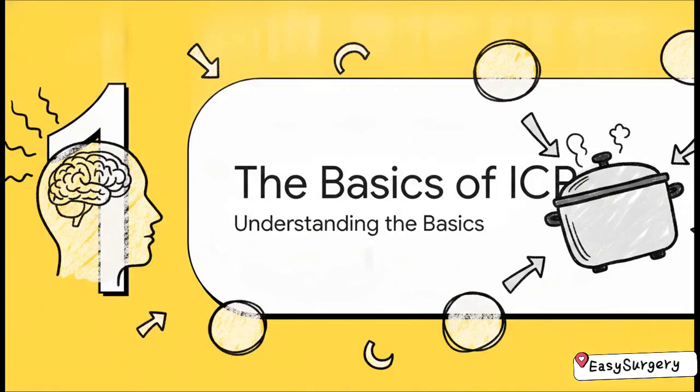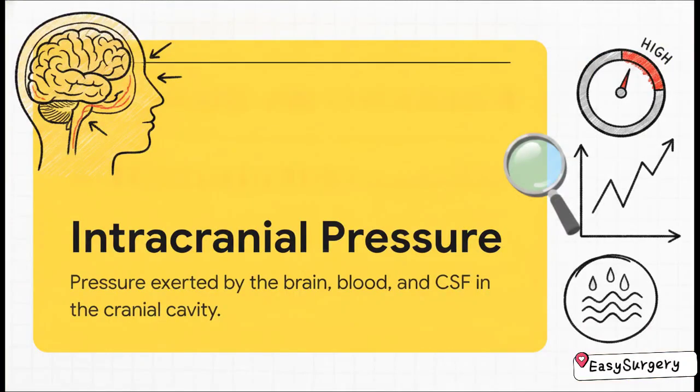Section 1, the basics of ICP. Let's establish the exact parameters of our pressure cooker. Okay, let's get our definitions straight right off the bat. Intracranial pressure, or ICP, is the pressure exerted by the contents of the cranial cavity, and by that we mean the brain, blood, and cerebrospinal fluid.